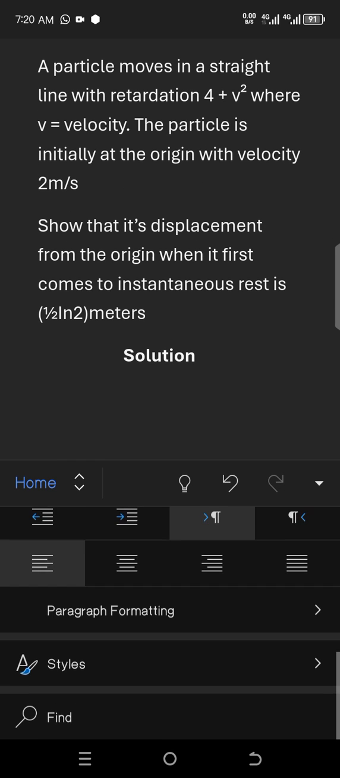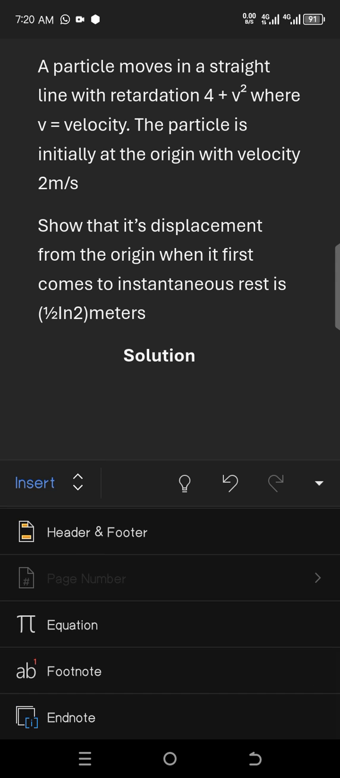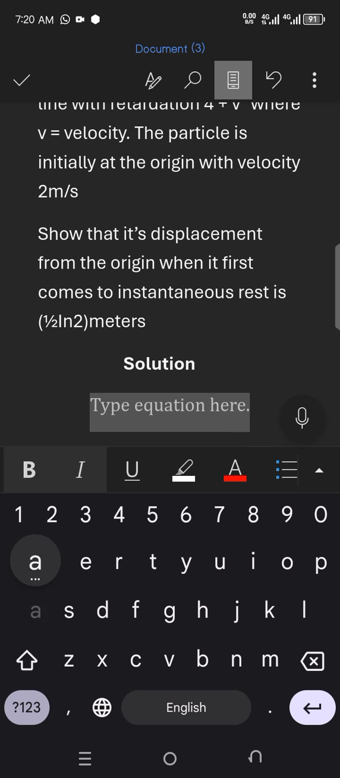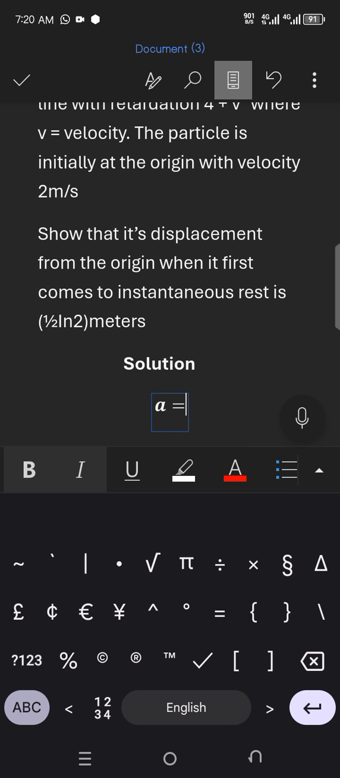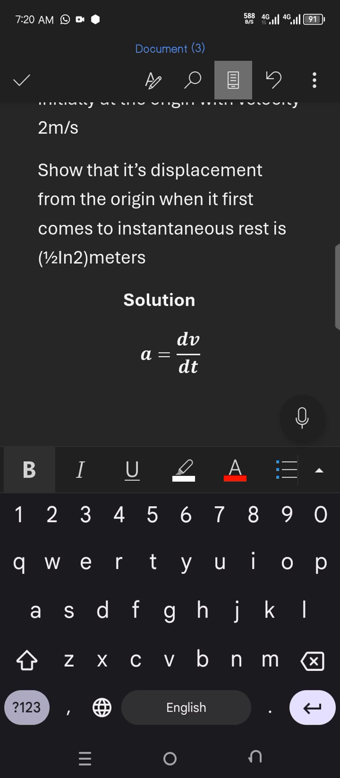Let me try to insert a text box so that you can easily see clearly. Normally we know that the acceleration is equal to dv by dt, right? That's the acceleration, dv by dt. Now acceleration being equal to dv by dt, what then do we have?